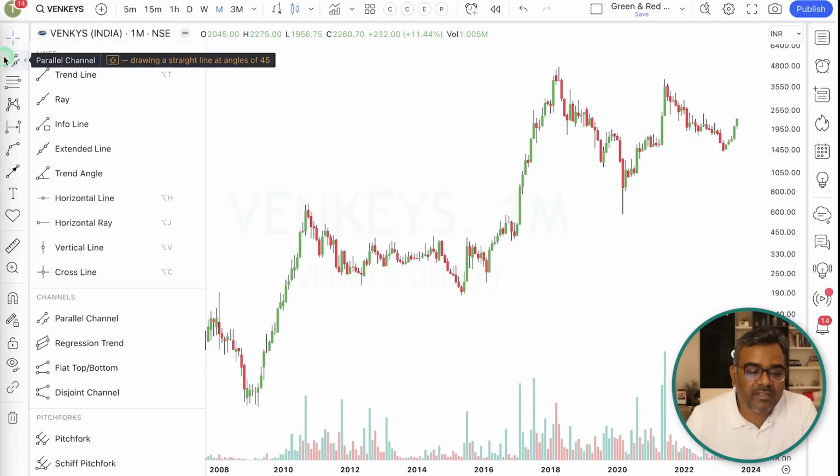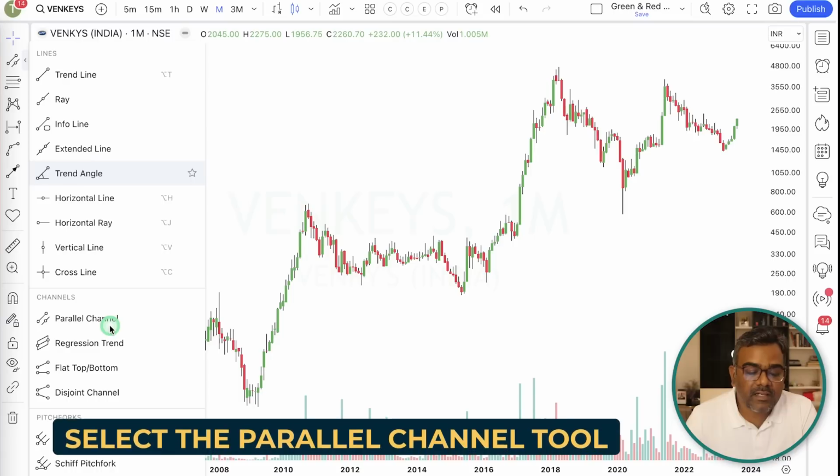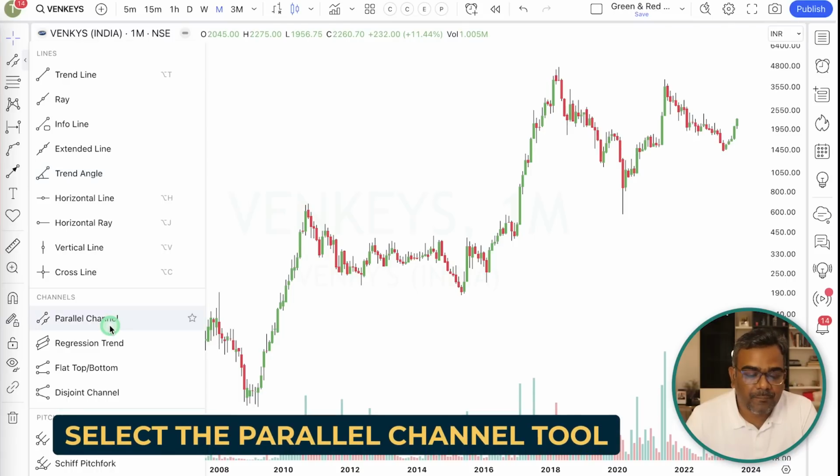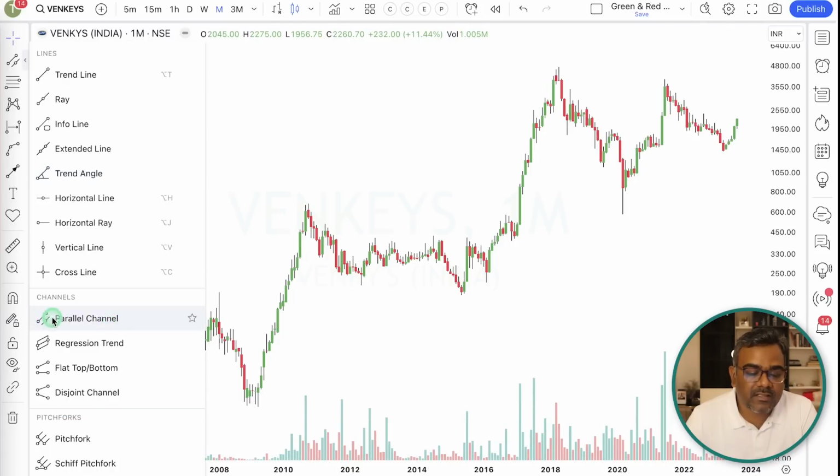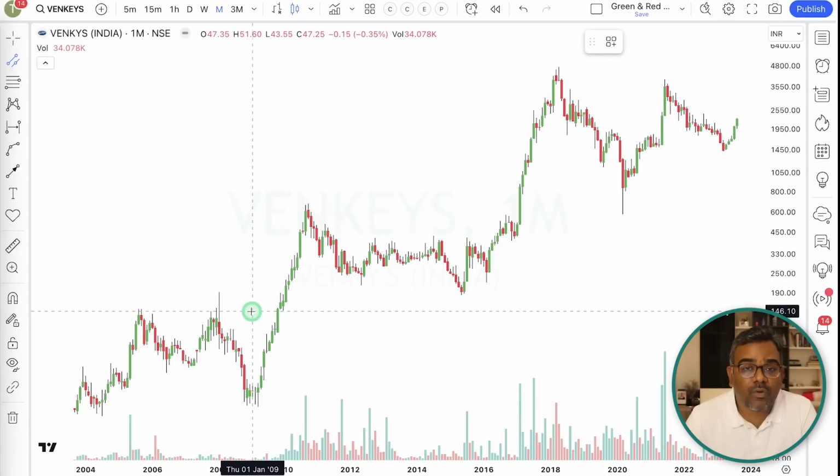But if you click on the very first section over here, you'll find a lot of different things. So you have lines, which is the normal lines that you use, and then you have channels. Now here we will be selecting the parallel channel. This itself indicates that you'll have two lines drawn in a parallel channel, right? So you click on this and then you have to draw a channel, right?